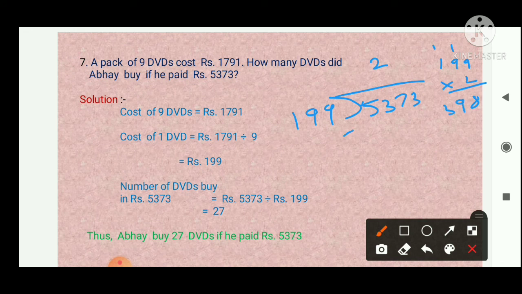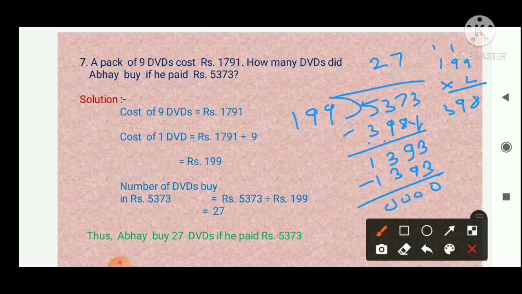So here we get product 398. We subtract. We get here 9 8 17. 12 minus 9, 3 and 5 minus 4, 1. Now next digit 3 we bring down. 1393 we divide by 199. We get quotient 7 and product 1393. In this way, by dividing 5373 by 199, we get quotient here 27. So Abhay buys 27 DVDs if he paid 5373 rupees.